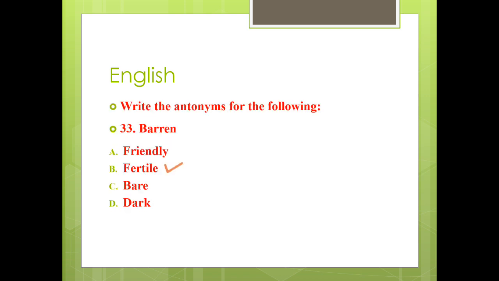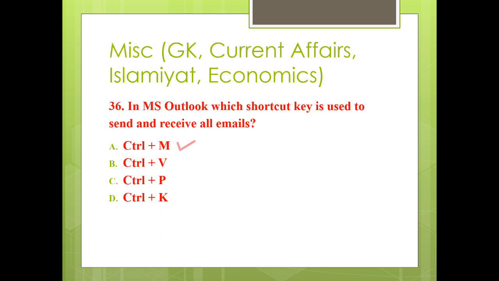Then comes write the antonyms for the following. Antonym means the opposite word. So barren means a place where nothing can grow. So fertile is the opposite one. You will take fertile in this case. Synchronized, the opposite to it is arrhythmic. Frown means to be very angry. So definitely you will find out smile as the opposite one here.